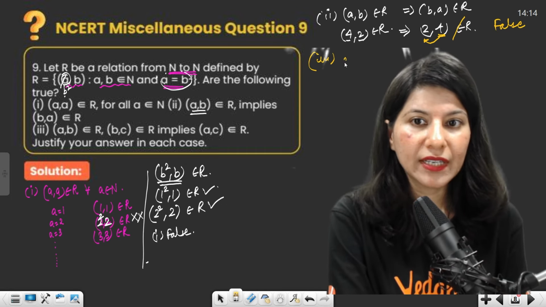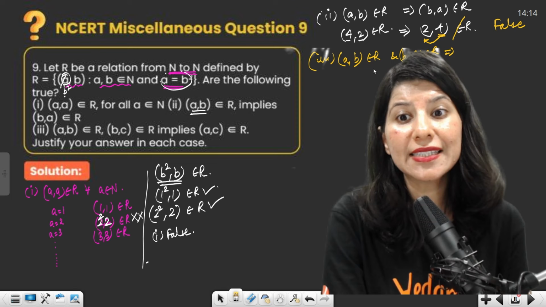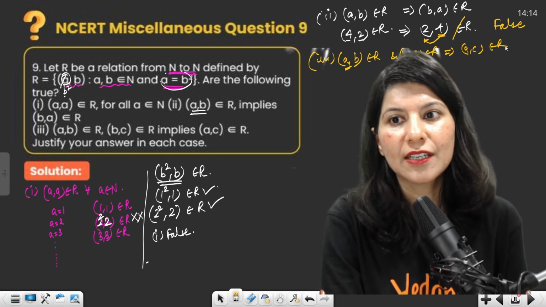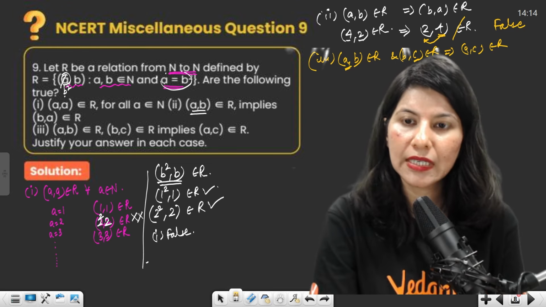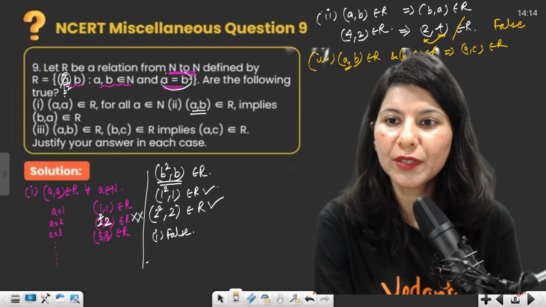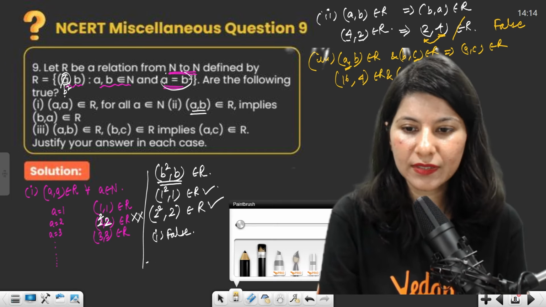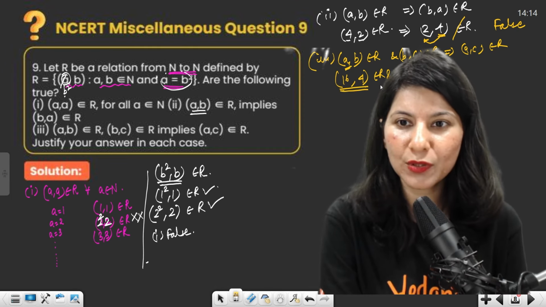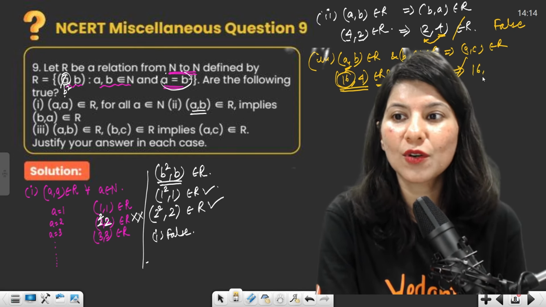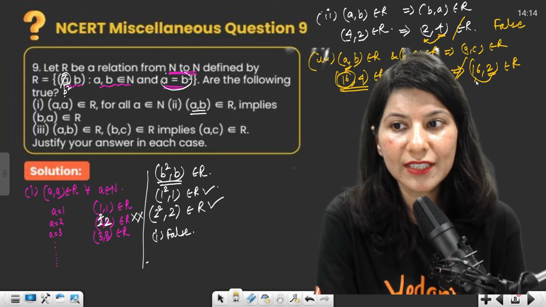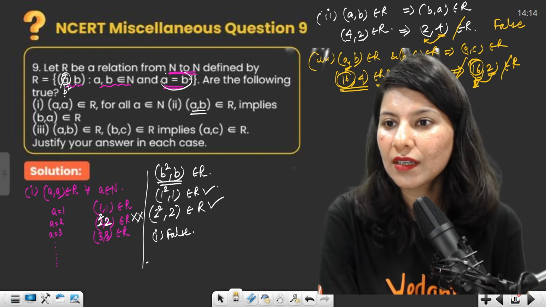Third: (a, b) belongs to R and (b, c) belongs to R implies (a, c) belongs to R. Again, take an example: (4, 2) belongs to R, and (16, 4) definitely belongs to R. Does this imply that (16, 2) belongs to R? No. Why? Because if 2 is here, then it should be 2², which is 4. Only 4 can come here, 16 cannot come here. So that's why it does not belong. This does not imply.